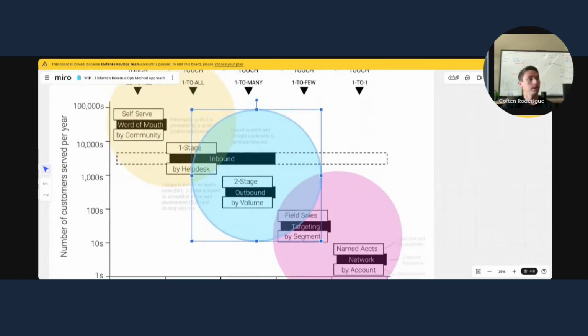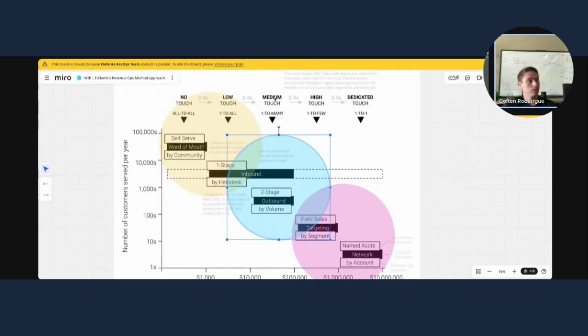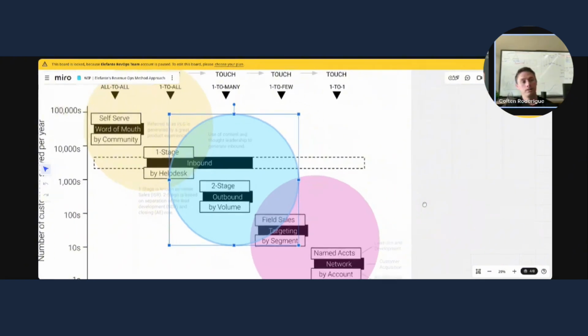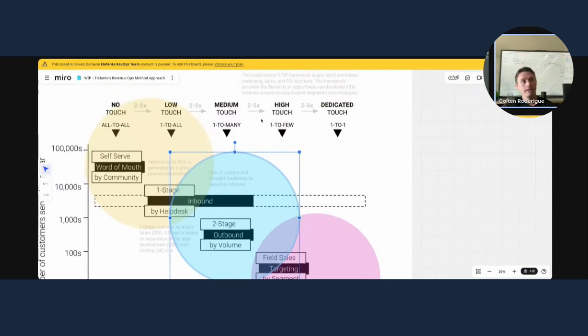Now, once we get past a mid-touch motion, a mid-touch motion can incorporate an inbound, generating leads through marketing, and then it can also incorporate an outbound motion. So like sending out cold emails, cold calling, sending LinkedIn messages, that's outbound, right? We're trying to create leads through outbound efforts, right? Then we get into a high touch motion.